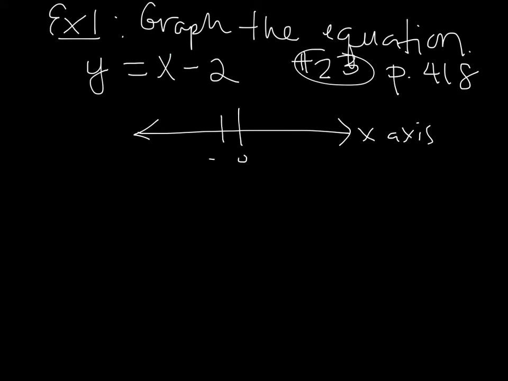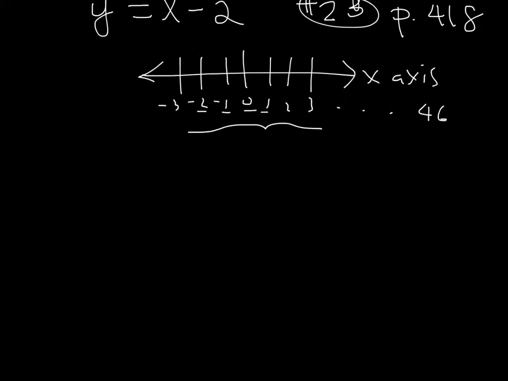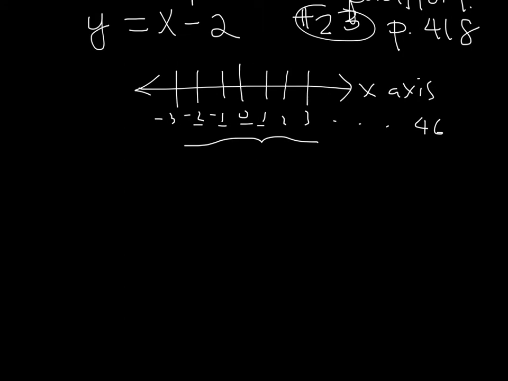Here's 0, -1, -2, -3, 1, 2, 3. And it's just a nice range to see where your graph is going to be. I mean, you can pick 46 if you want, but why, if you can pick a nice 0, 1, -1, -2. Okay, so let's graph this. So y equals x minus 2.